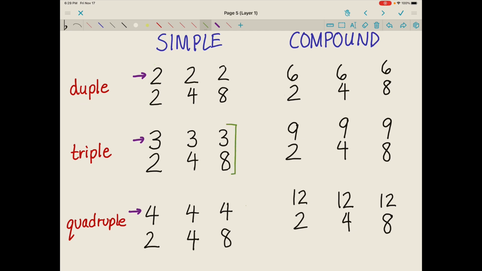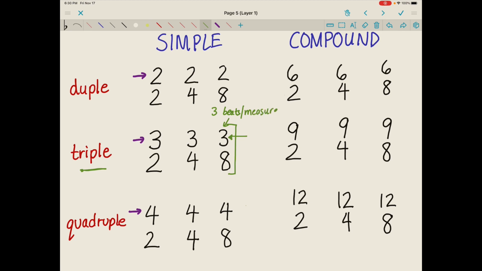3/8 is an example of simple triple meter. We know this because, first of all, the top number is a 2, a 3, or a 4. So we have the 3 as the top number. Therefore, we know it's going to be a simple meter. And we know it's a triple meter because the top number tells us there will be 3 beats per measure.